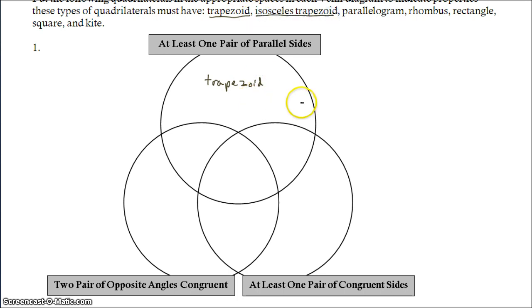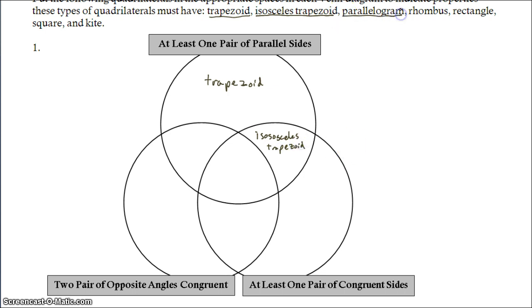Isosceles trapezoid is a kind of trapezoid, so it has at least one pair of parallel sides. Two pair of opposite angles congruent. Well, in an isosceles trapezoid, we have congruent angles, but those congruent angles are actually consecutive, not opposite. At least one pair of congruent sides. Yes, an isosceles trapezoid has at least one pair of congruent sides. So it has these two properties, which means the isosceles trapezoid has to go into the intersection of those two circles.